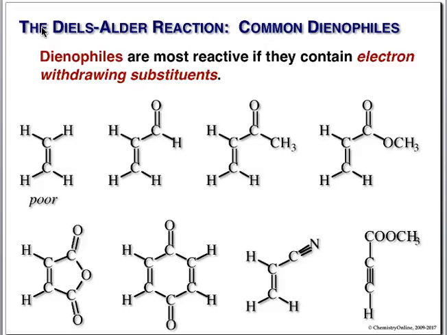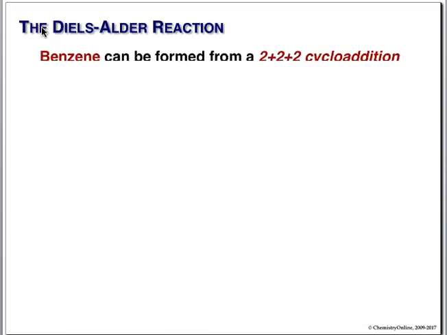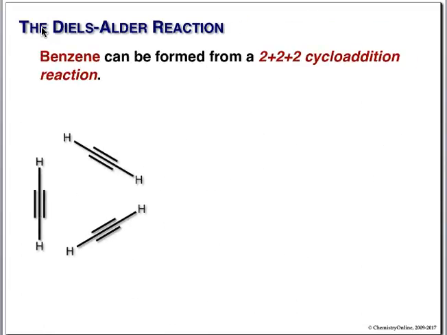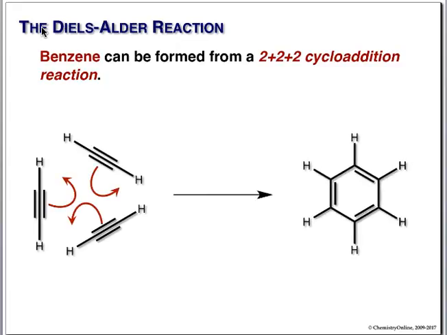Now, we can't do a 4+2 cycloaddition without talking about benzene. How could you make benzene? Not through a 4+2, too many double bonds. But you could make benzene through a 2+2+2. Now, this is kind of cute, actually. If we take 3 molecules of acetylene and kind of get them in the right spot, we can move these electrons around, make 3 bonds, and presto, we have benzene.